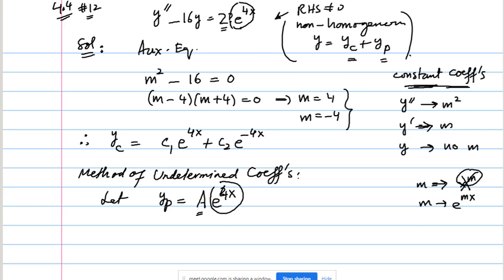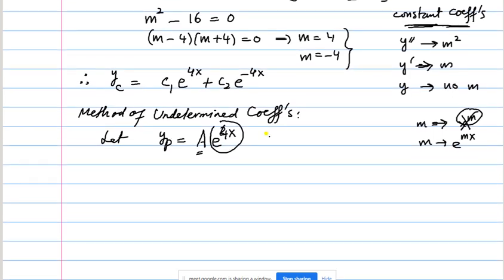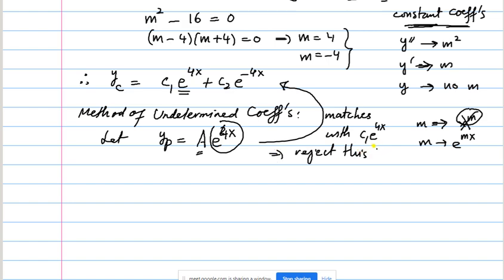Now the second thing is you compare your yp with yc. Compare for any matching term. You see, this matches with the first term, c1 e to the power 4x. They are the same. c1 e4x and a e4x are the same. So I will reject this yp. If it matches with any term, you will reject it. So what will you assume?